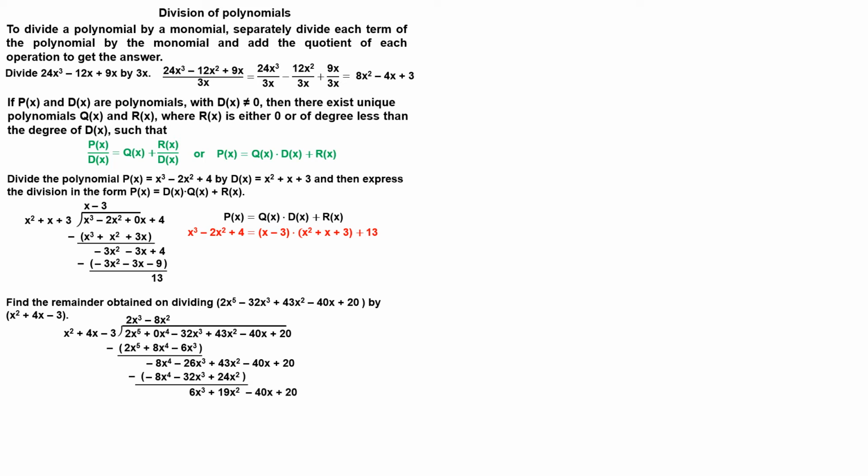We repeat the process again until the remainder becomes 0 or its degree becomes less than that of the divisor. At this point, there are no terms to bring down. The degree of the remainder is less than that of the divisor. So we get the answer.